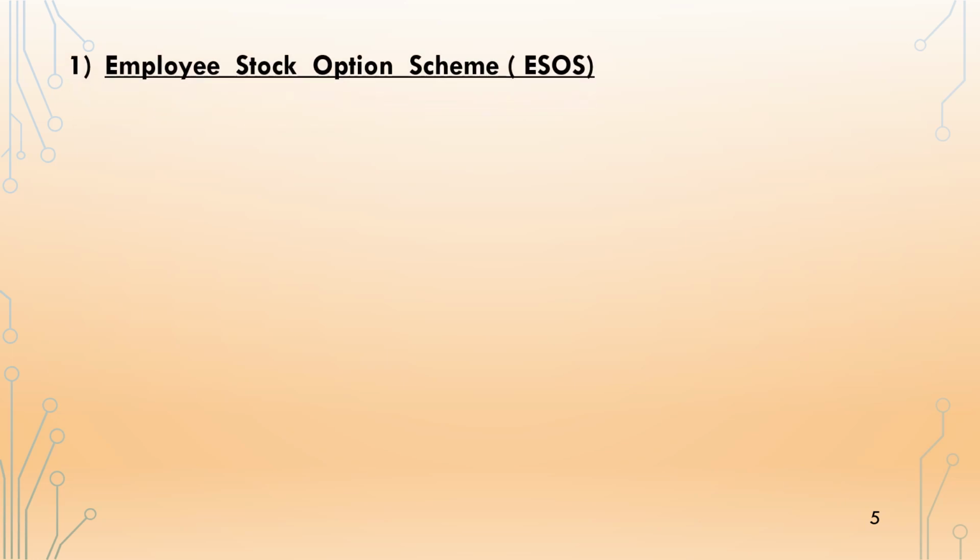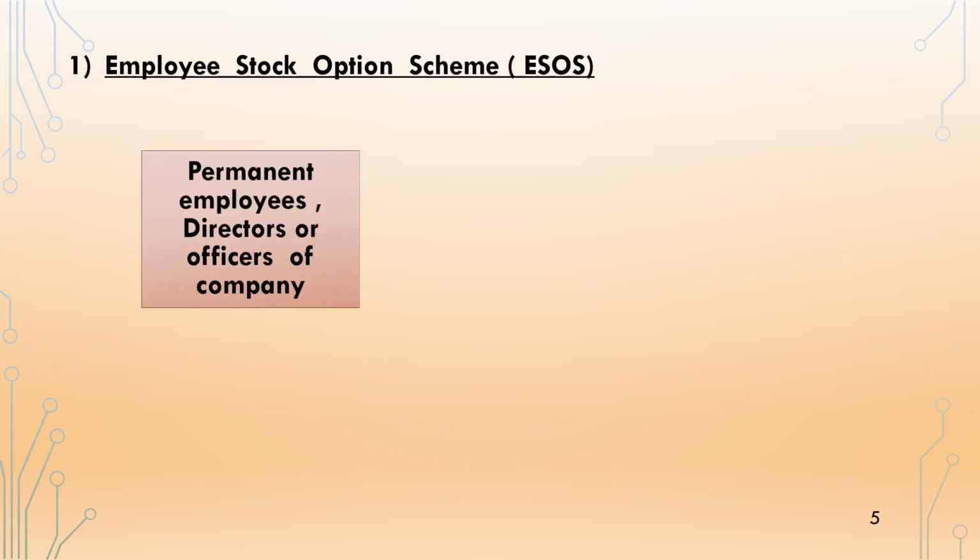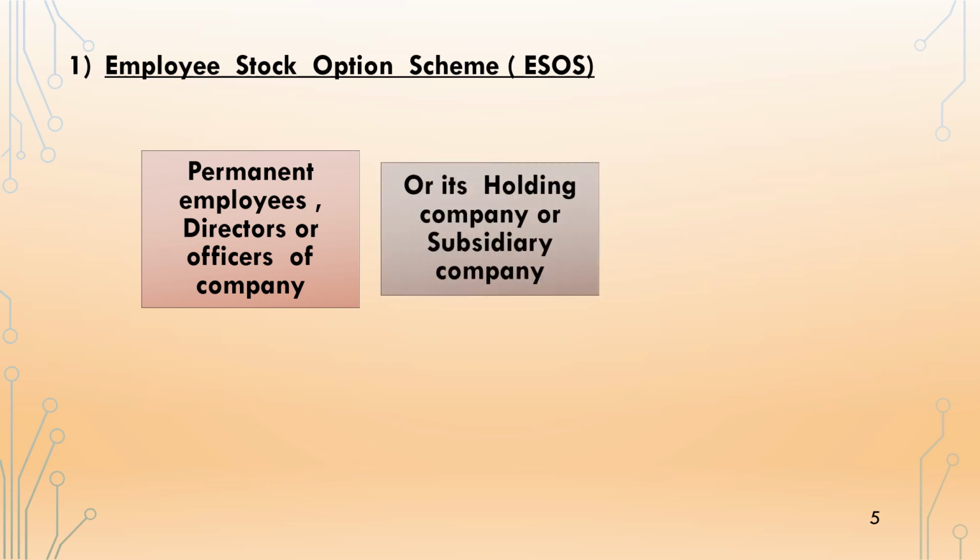Let us now move towards the first scheme, which is Employee Stock Option Scheme, which is also called as ESOS. ESOS is a scheme in which companies sell shares to the employees, by which they become shareholders in the company, and thus they hold a certain small level in the ownership of a company. However, the scheme is meant for permanent employees, directors or officers of the company, or it could also be employees, directors or officers of the holding company or subsidiary company.